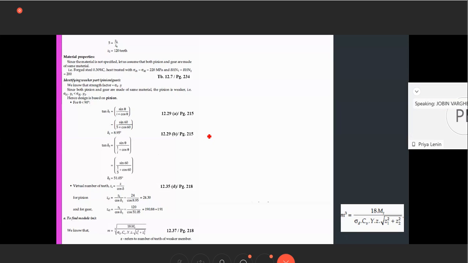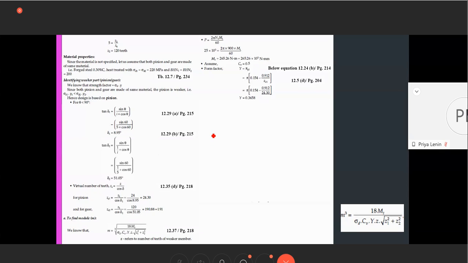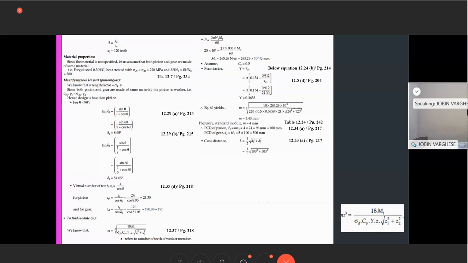Okay, sir, you may continue. We'll go on to the questions later on. Okay, so once we calculate the module, this is the step which we are moving to. The module is calculated, and finally the pitch circle diameter is calculated.